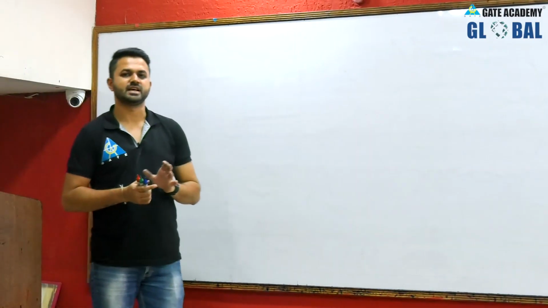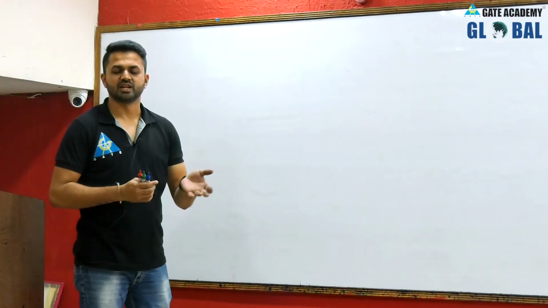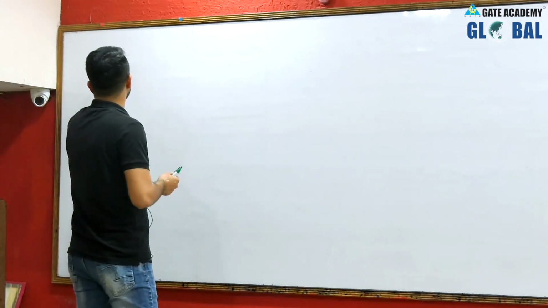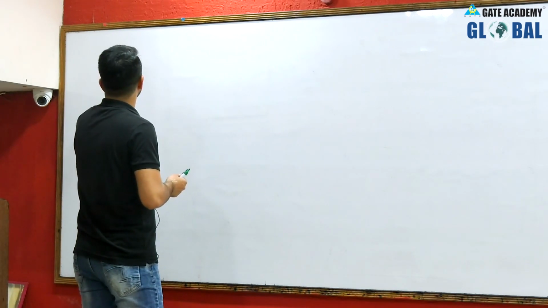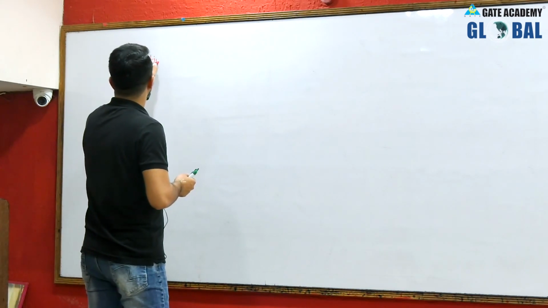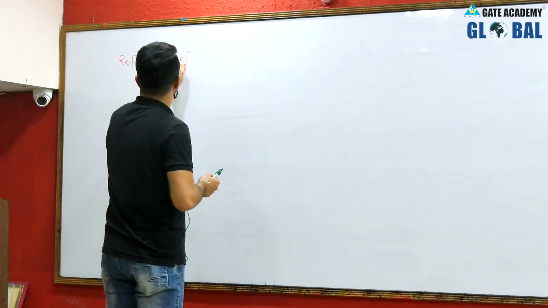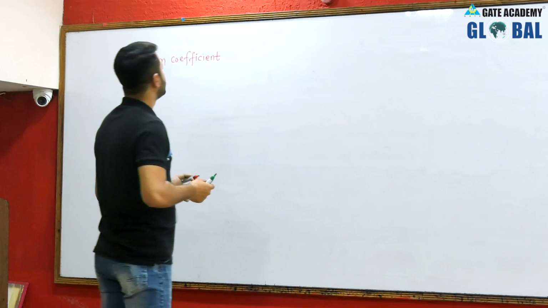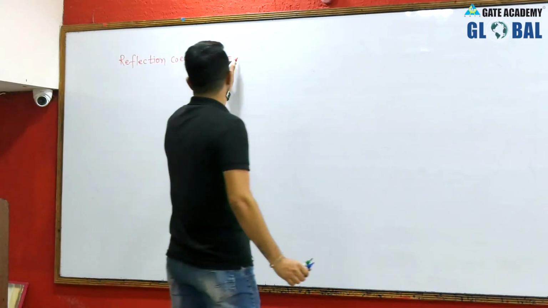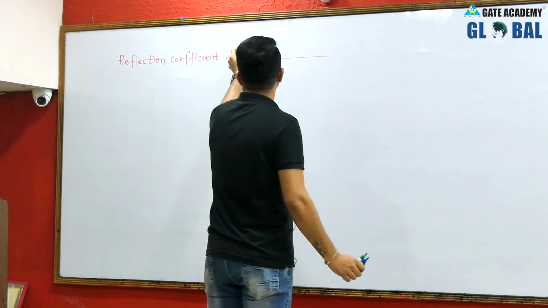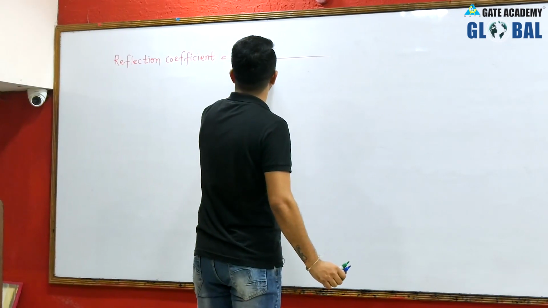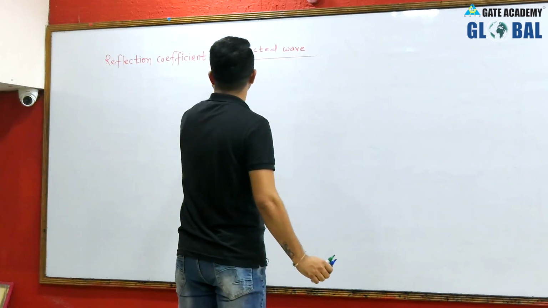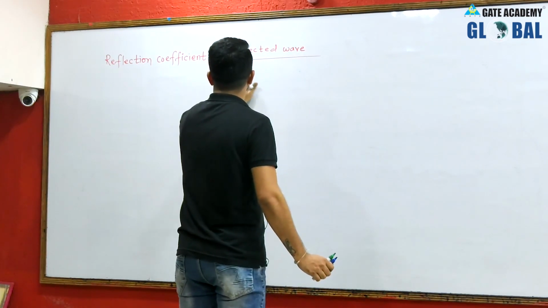So next, equations number 7 and 8 we have to use to derive the equations of the reflection coefficient and transmission coefficient. So let's define the reflection coefficient. The reflection coefficient is defined as the ratio of the reflected wave to the incident wave.